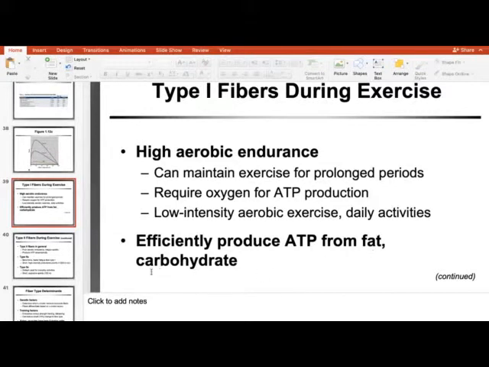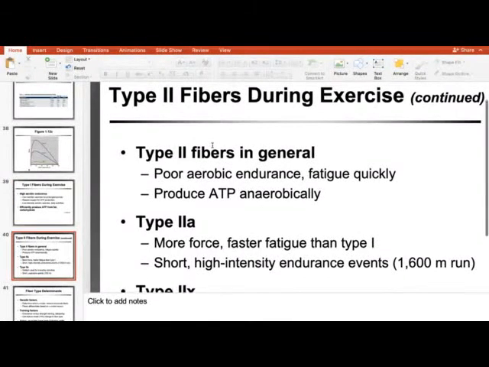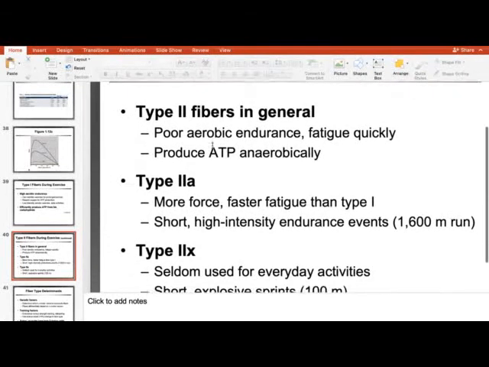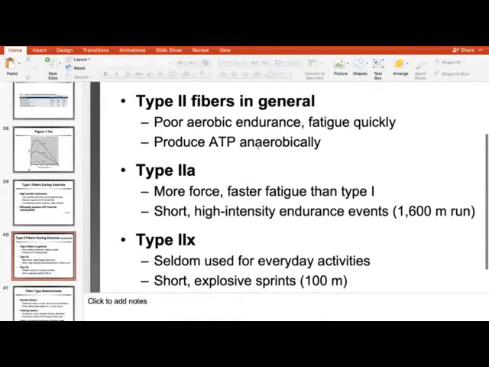And if carbohydrate is a source of energy, it's also going to be broken down typically with oxygen in the Krebs cycle. Type 2 fibers, though, are going to get energy anaerobically, so they're not going to be getting ATP from the Krebs cycle. They're going to get ATP from fast glycolysis, and we'll go over this next week, without the presence of oxygen.